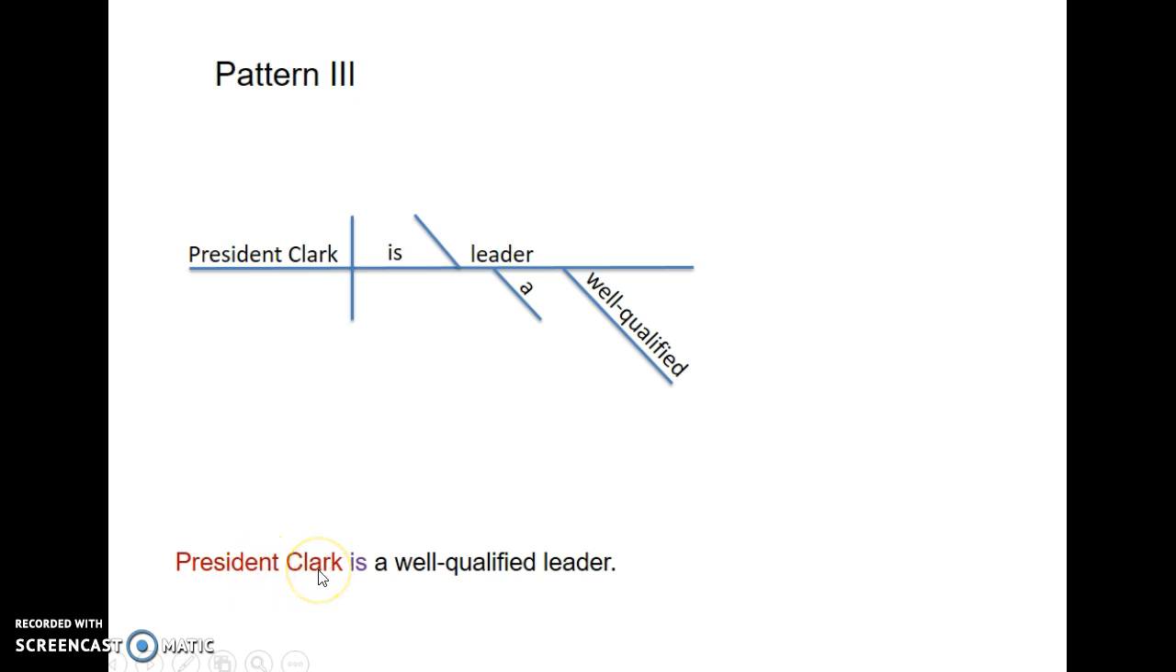President Clark is our subject here. That's a title, so the whole thing goes in that subject line. Is our verb, and then we skip to leader, the noun, as the subjective complement. So subject, be verb, noun makes it a pattern 3. We put our indefinite article below leader, and well-qualified, because it is hyphenated, is treated as one unit. So that is an adjective modifying leader.